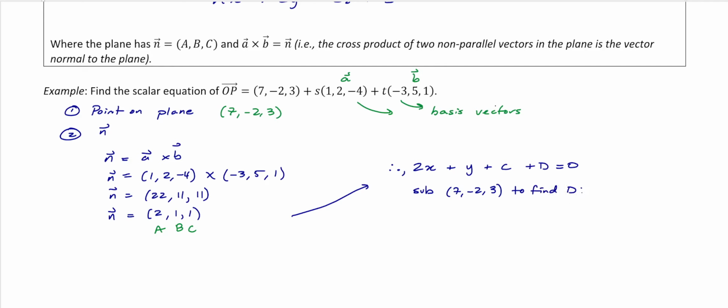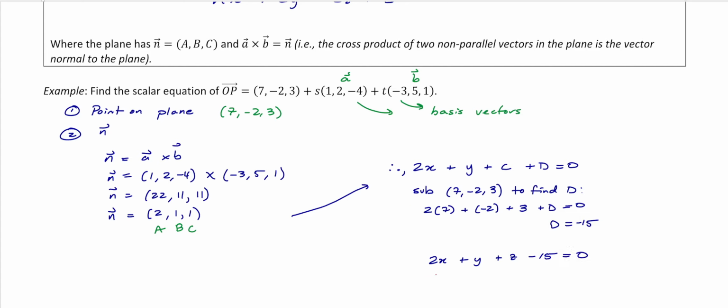my d value. So 2 times 7 plus -2 plus 3 plus d is equal to 0. And therefore, when I rearrange and solve, I'll find that d is equal to negative 15, and now I have my scalar equation of the plane. 2x plus y plus z minus 15 equals 0.